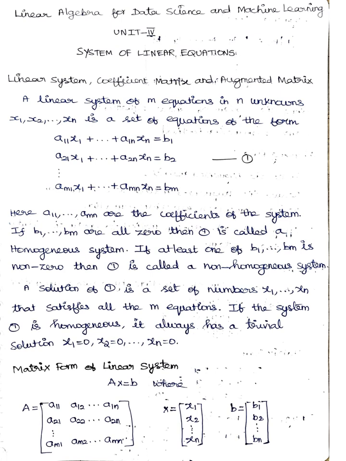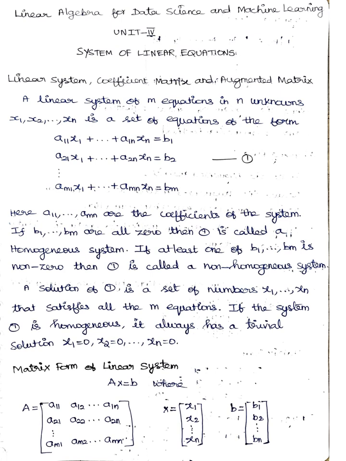Now, mathematically, what is a system of linear equations? We have n equations: a11 x1 plus a12 x2 and so on up to a1n xn is equal to b1. Likewise, we have m equations. Here a1 to an are the coefficients, and if b1 to bn are all zeros in equation 1, this is called a homogeneous system.